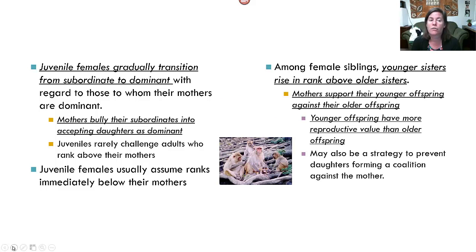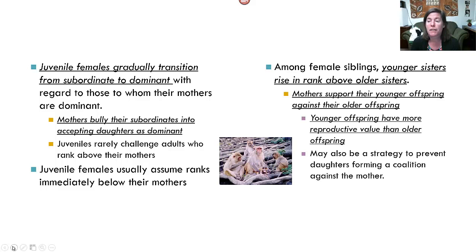Juvenile females, though, gradually transition from subordinate to dominant with regard to those to whom their mothers are dominant. Mothers then bully their subordinates into accepting their daughter as dominant, and these juveniles rarely challenge adults who rank above their mothers. Juvenile females usually assume ranks directly below their mothers.